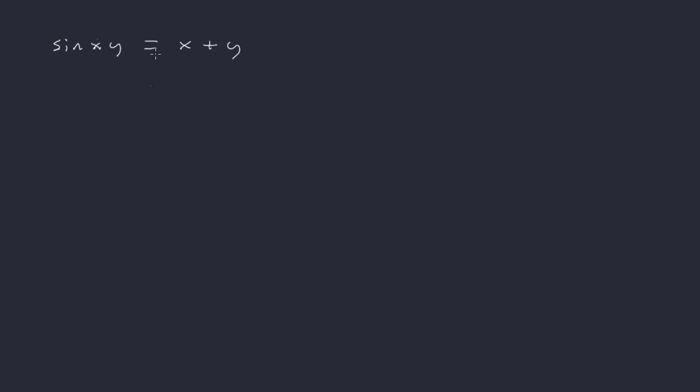So I wanted to show, this is how the book would write this. This is how I would write this. I would say sine of x times y is equal to x plus y. So this here is going to be a chain rule with a product rule on the inside.